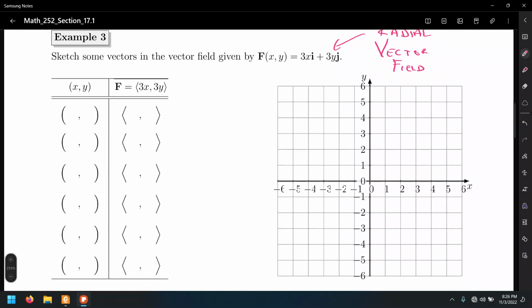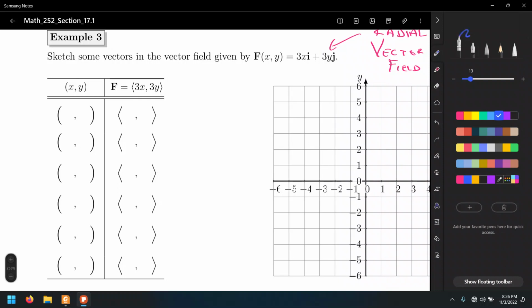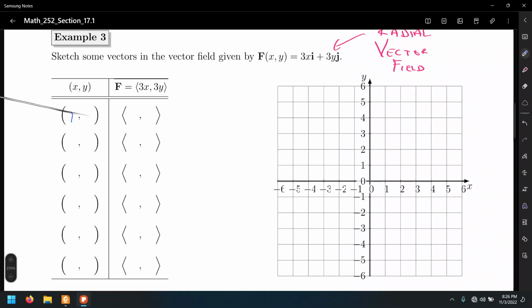All right, so some random points. Again, I guess the same points: (1, 0), (1, 1), (0, 1), (-1, 1), (-1, 0), (-1, -1). So let's write down the associated vectors. In this case, check the form of the vector field. It goes in order x and y. However, all we're going to do is multiply by 3. All right? So that's going to be (3, 0), (3, 3), (0, 3), (-3, 3), (-3, 0), and finally (-3, -3).